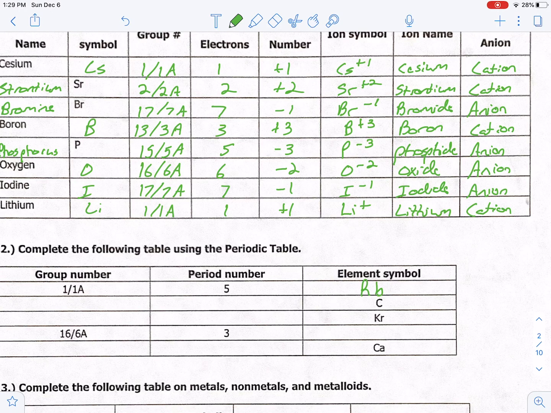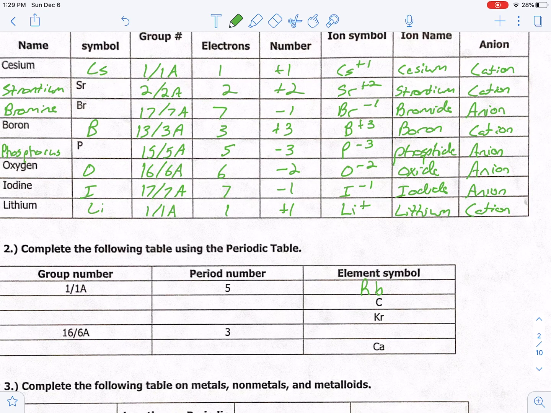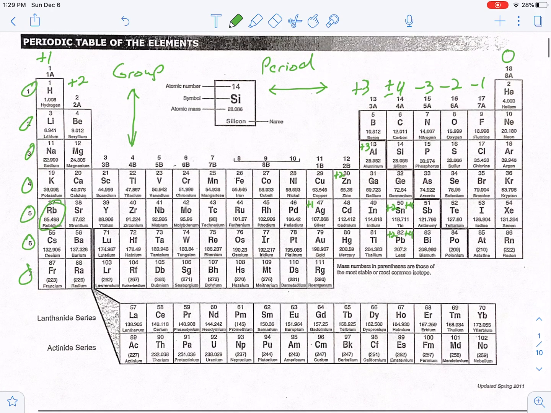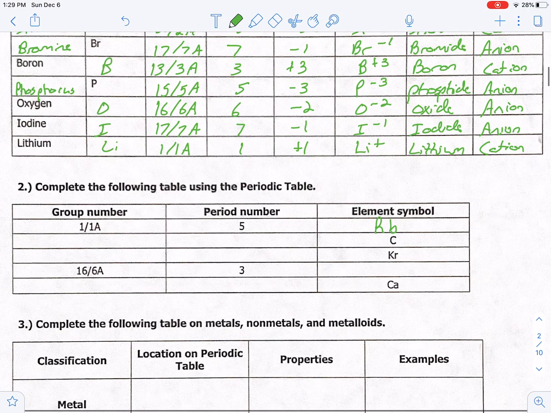I'll just do one more, and then you can use your periodic table to look along with the video. We need to find carbon. So we're going to find C. C is right here. It is in group 14/4A, and if you look all the way over to the left, that is in period 2. So that is 14/4A and period 2. You can use your periodic table for the rest of them.